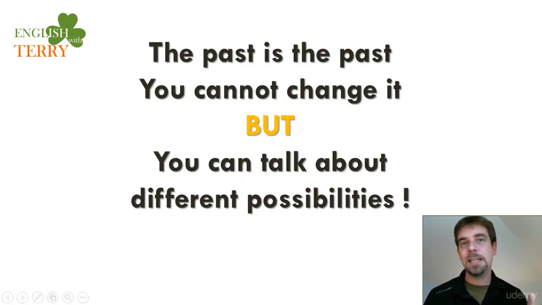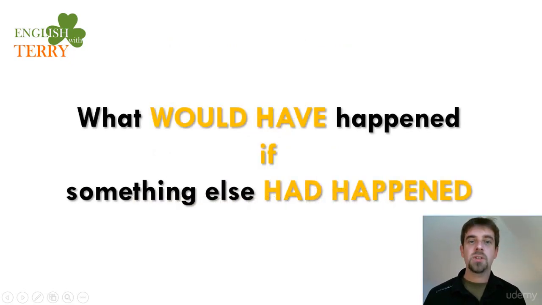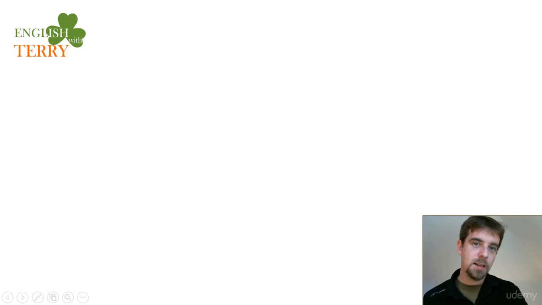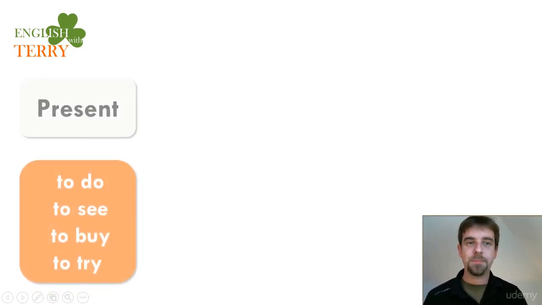So the whole idea about this: the past is the past. You cannot change it. But you can talk about different possibilities. So something happened to you a week ago. You cannot change it, but you can imagine and think and talk about different possibilities in the past. And this is when we use these conditionals. So what would have happened if something else had happened? Okay? Let's get an example or an idea.